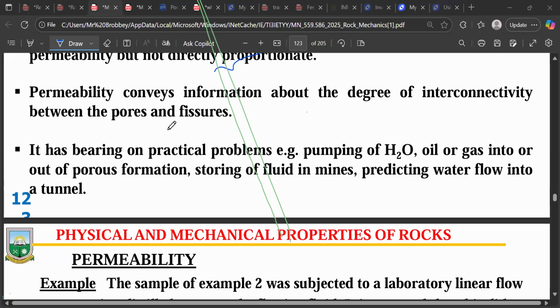If we can't hear you, please can you increase your volume? Yeah, can you hear me now? Yeah, go ahead, sir.